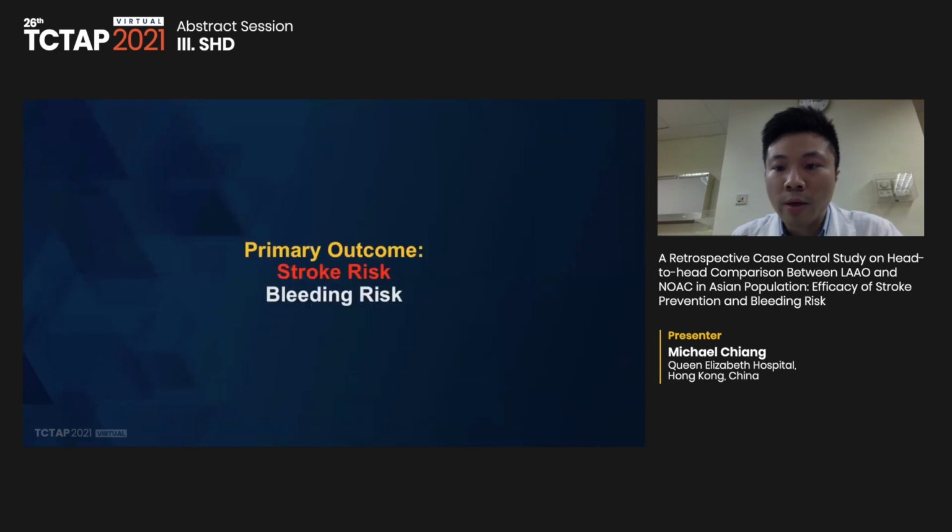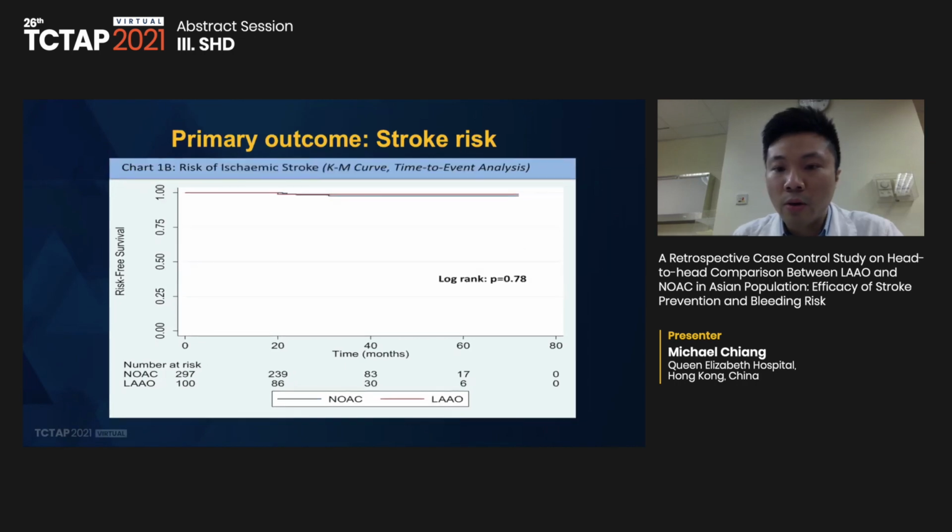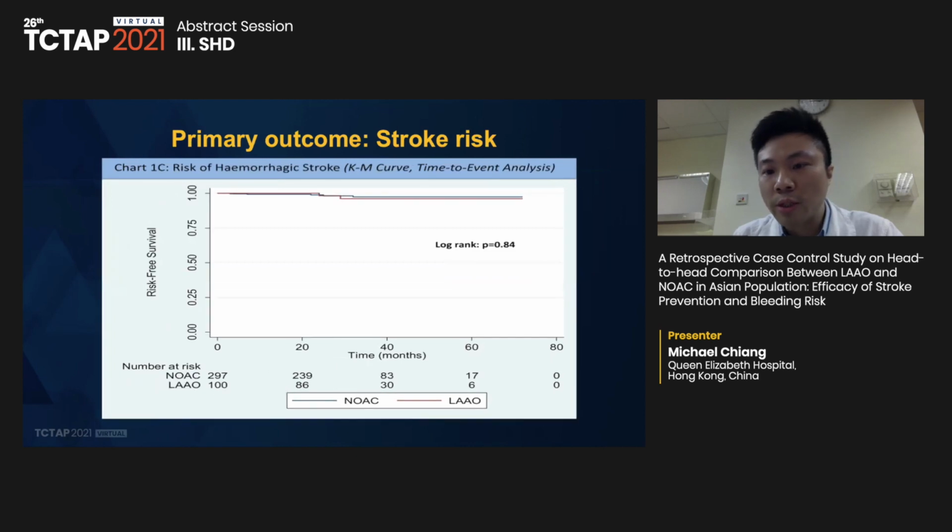Now we look at the primary outcome. First, looking at the stroke risk. As patients are enrolling at different time points, we performed time to event analysis and plotted on this Kaplan-Meier curve, which shows that there's no statistically significant difference between the 2 groups for overall stroke risk, and also for the ischemic stroke risk. However, surprisingly, the hemorrhagic stroke risk was also not significantly different, which I'll go into more detail in a minute.